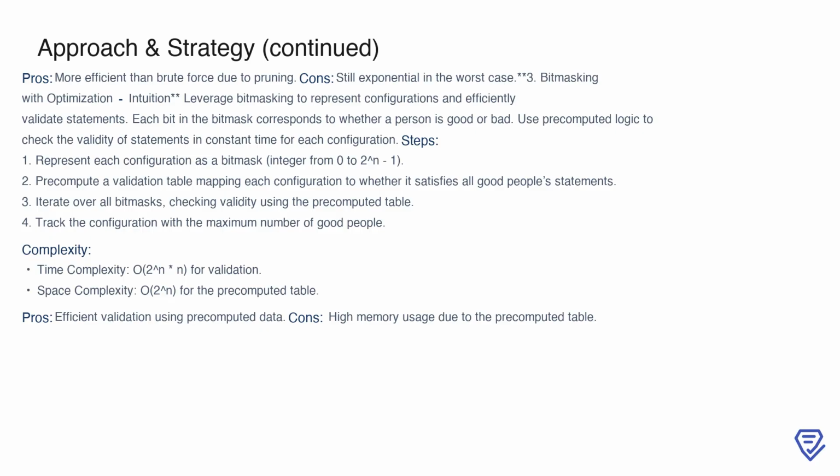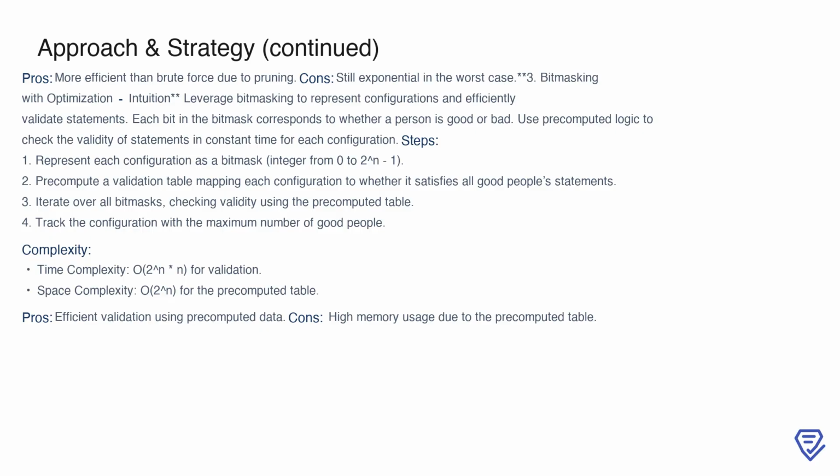To push efficiency further, we can consider using bit masking with optimization. This approach leverages bit masking to represent configurations compactly and validate statements efficiently. Each configuration is represented as a bit mask, where each bit corresponds to whether a person is good or bad. To streamline the process, a pre-computed validation table maps each configuration to whether it satisfies all good people's statements. By representing configurations as integers and using this pre-computed data, we can validate statements in constant time for each configuration.